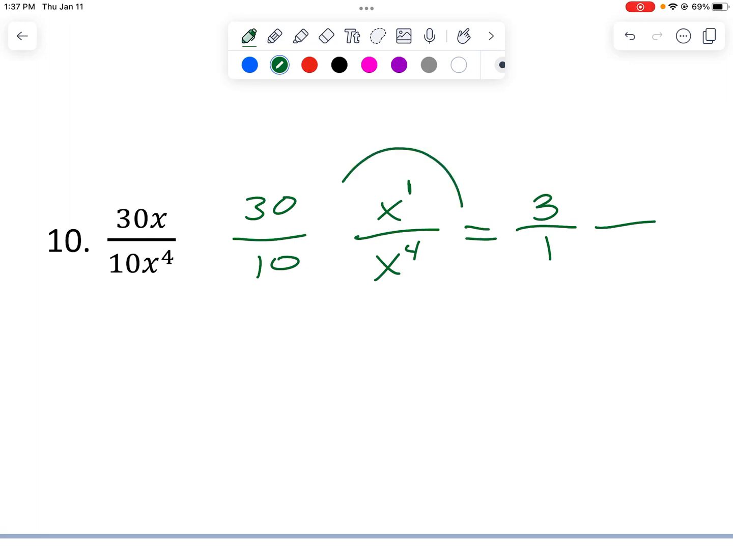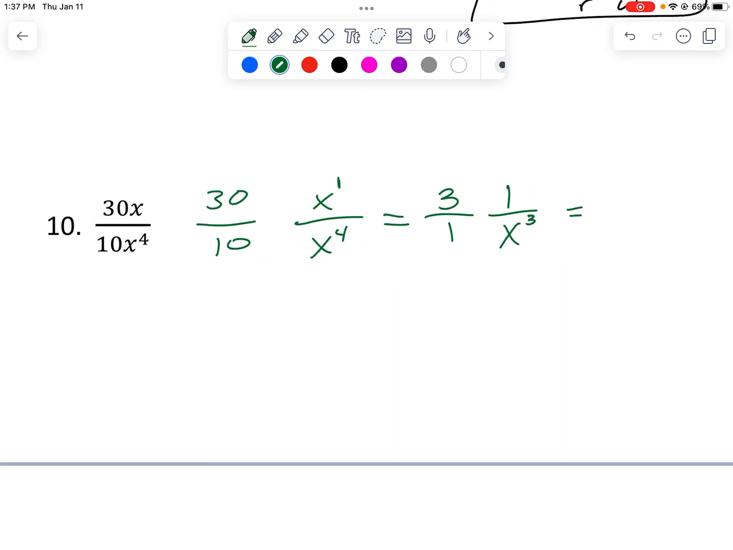I have more x's here in the denominator. 4 minus 1 is 3. So 3 times 1 is 3, and that's just x to the 3rd. 3 over x to the 3rd.